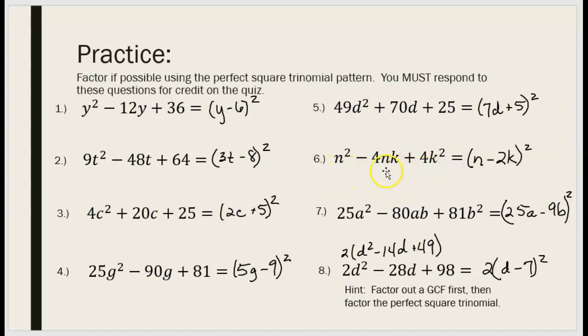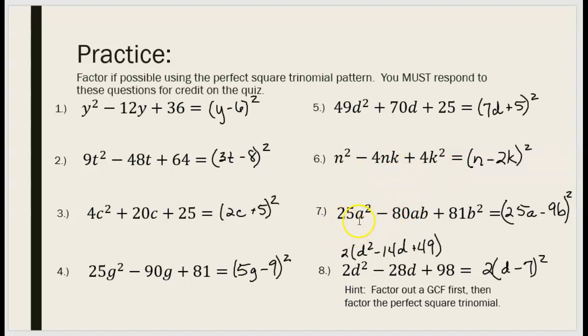All right, now let's take a look at this one. Square root of n squared is n. Square root of 4k squared is 2k. This one is a minus sign, which means I need a minus sign in my parentheses. Let's double check our middle term. 2k times n is 2nk. Now let's double that. We get 4nk, so we are in good shape.